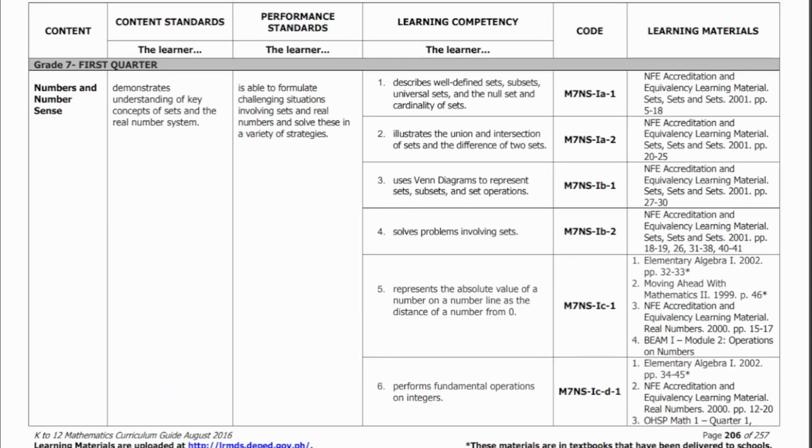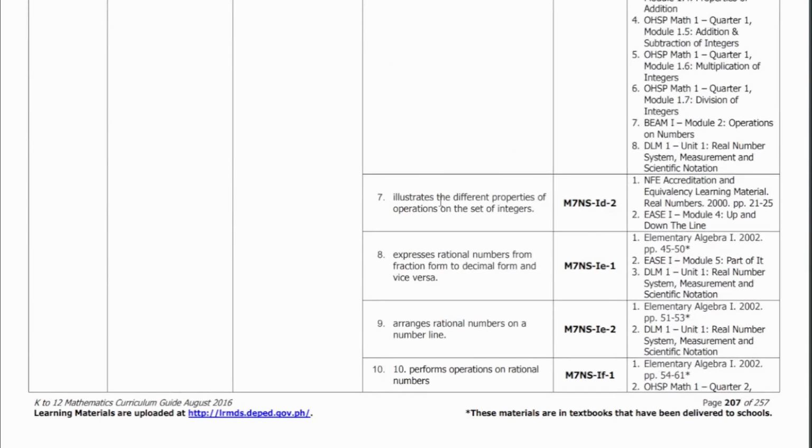Okay, so for the first four, we will be talking about sets. And this is a great way for them to learn and develop their number sense. After that, you would have to give them absolute value, a great way to introduce integers, and then perform their fundamental operations: addition, subtraction, multiplication, and division. Next up, you would have to illustrate the different properties of operations on the set of integers.